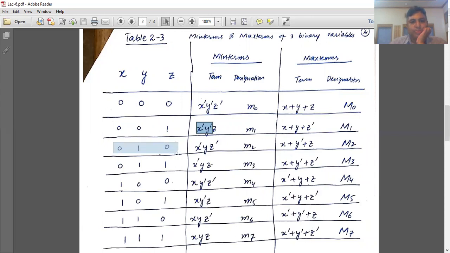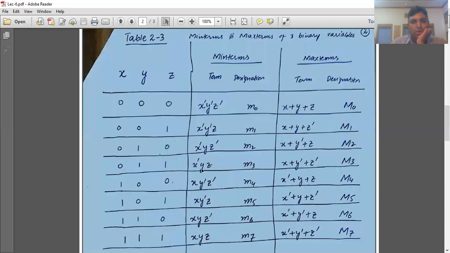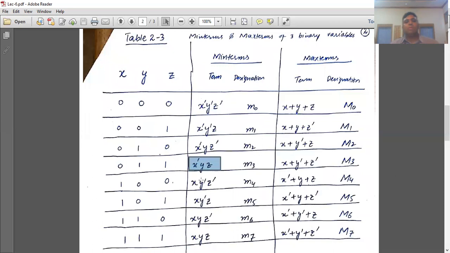In the next combination, y is 1, x is 0, and z is 0. So we will write x bar, y without complement, and x and z with complement: x bar, y, z bar. In the next combination, x is 0, y is 1, z is 1. So x will be x bar and y and z will be without complement: x bar, y, z. Similarly, in the next combination we will write x, y bar, z bar, and in the next combination x, y bar, z, and in the next combination x, y, z bar, and last, all three are ones, so x, y, and z.